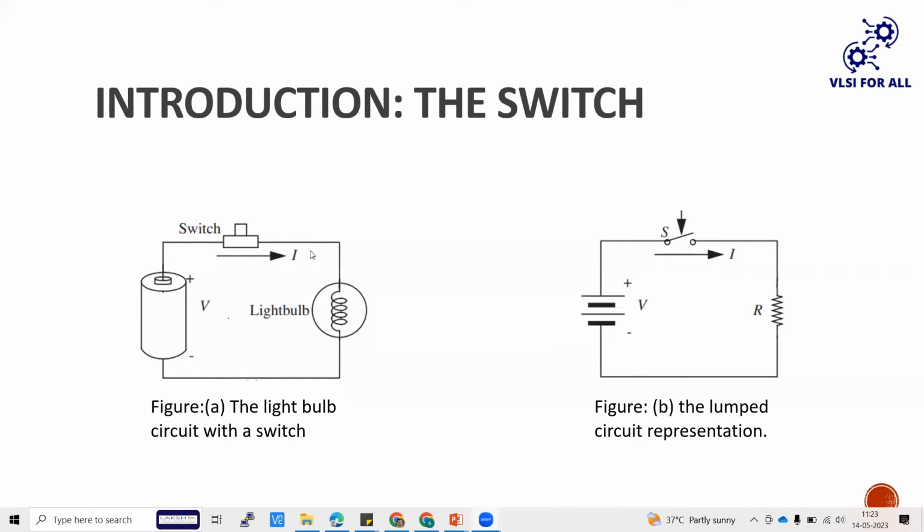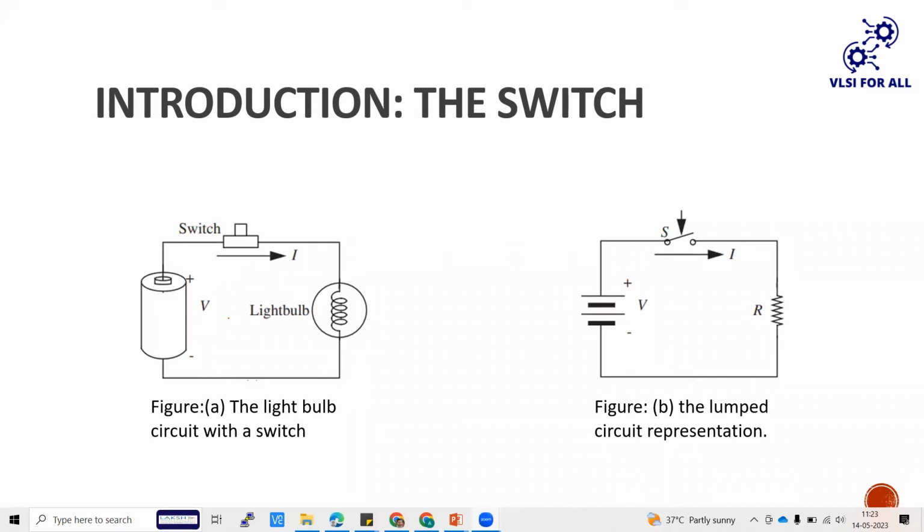Whenever the switch is open, even though voltage is present, this voltage is unable to reach the bulb because of the open circuit. Even though voltage is present, because the switch is open, the light will be off. That's what a light bulb circuit with a switch and the lumped circuit element symbolically tries to represent.